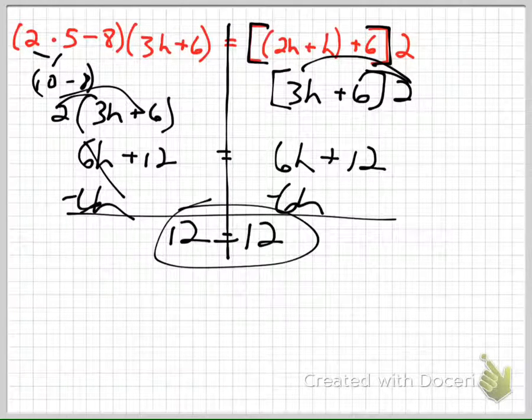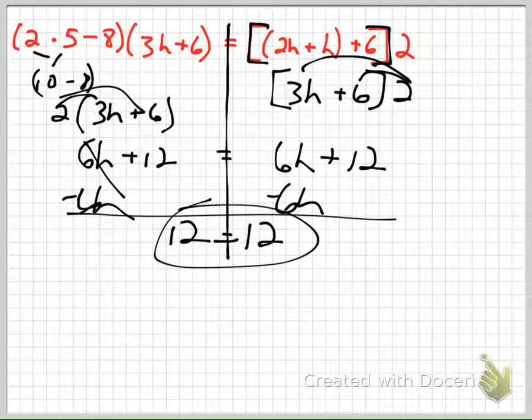What if the variable was 6? Does 12 equal 12? Yeah. What if the variable was a billion? Does 12 equal 12? Yes. What if the variable was negative 16.4? Does 12 equal 12? No matter what the variable was, 12 equals 12, right? So in this situation, the variable could be anything, and 12 would still equal 12.